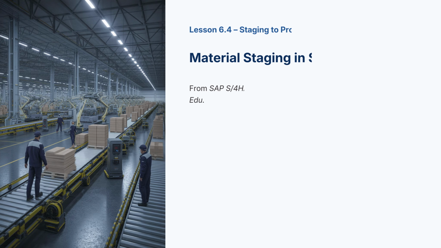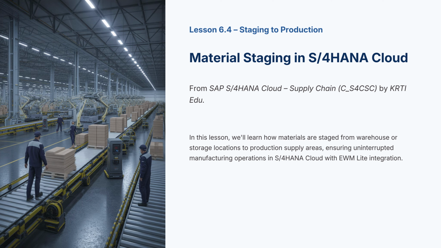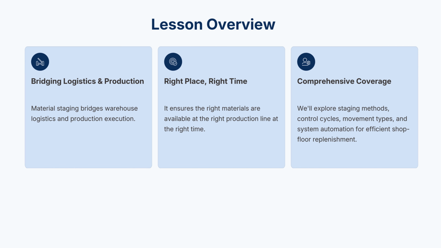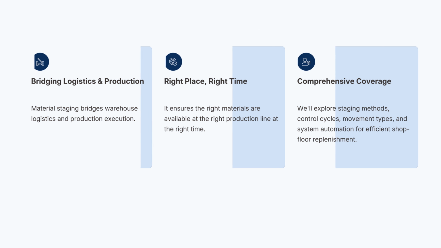In this session, we'll explore how materials move from the warehouse to the production line through the staging process, a critical link between logistics and manufacturing operations in SAP S/4HANA Cloud. Material staging ensures production lines never halt due to missing materials. We'll cover staging concepts, production supply areas, movement types, and EWM integration that together make this process efficient and traceable. You'll also learn how to execute staging manually and automatically using SAP Fiori apps.